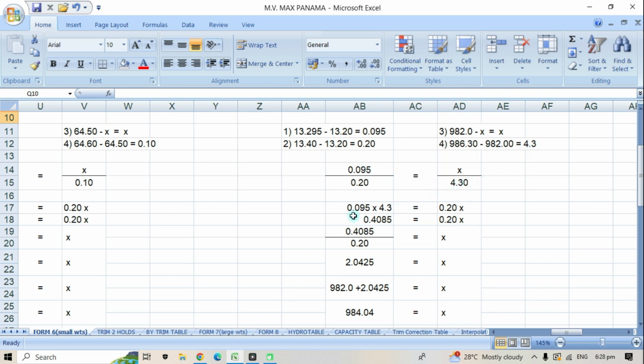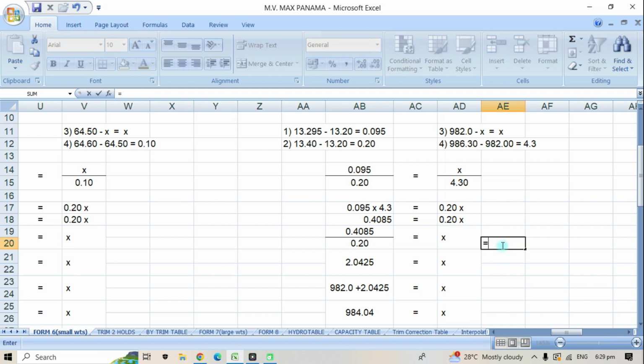You cross multiply: 0.095 times 4.3 equals 0.20X. The value of this one when multiplied is 0.4085 equals 0.20X. You put the 20 down, then 0.4085 over 0.20, which is division, and the value when you divide is 2.04425. Okay, we will check.